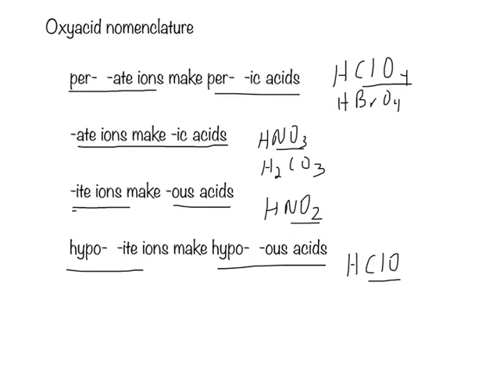So practice, practice, practice. Luckily there are a limited number of oxyacids and a limited number of acids in general. So name as many as you can. That is the key. Practice makes perfect.